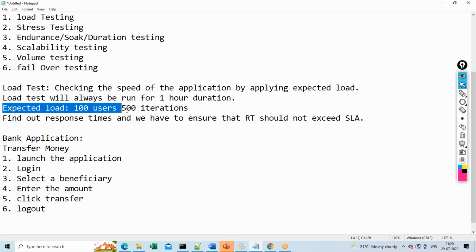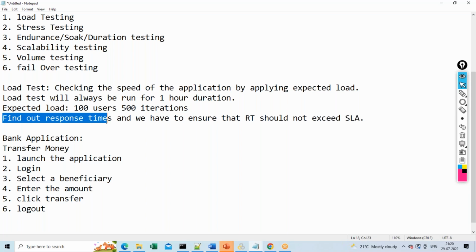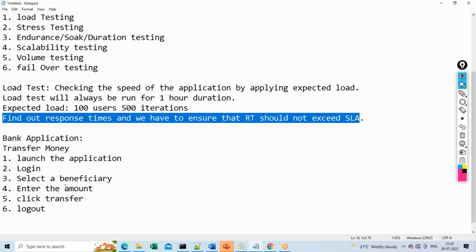Expected load, you will get it like this. Okay, probably you'll get it like this. You might get it in a different way also. We will see that in our upcoming sessions. And then what you exactly do here, we will find out the response times, and we have to ensure that the response time should not exceed SLA.